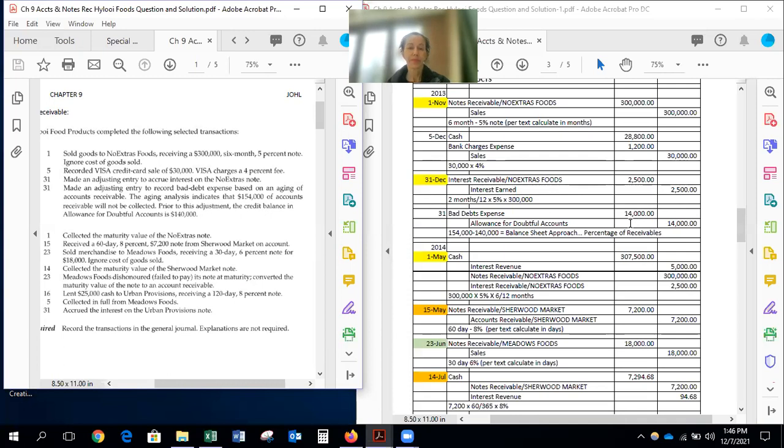Okay. So we debit bad debts expense, credit the allowance for doubtful accounts, always the same journal entry, always the same. So we did no extra foods.